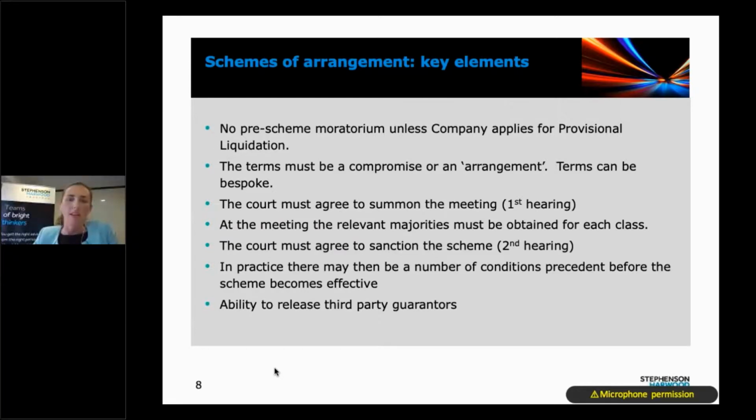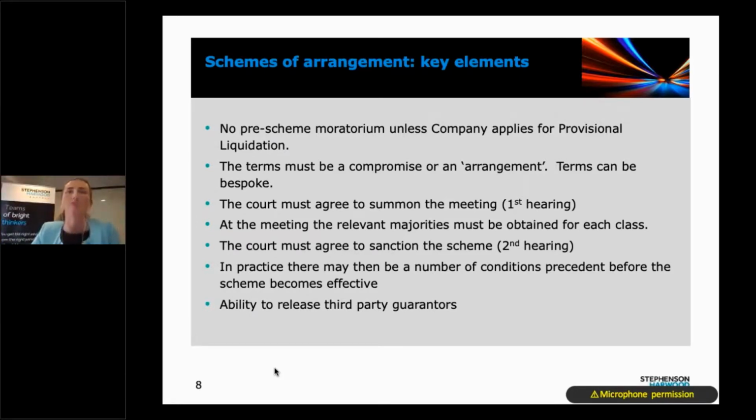There's a first hearing where the court agrees to summon the meeting. Notices are given to the creditors. They can then choose to attend the creditors meeting. The necessary majorities can be met. If they're met, then you proceed to a second hearing where the court just double checks that the terms of what's been agreed is fair. And normally it's considered fair if creditors will receive more from a scheme than in a liquidation scenario.